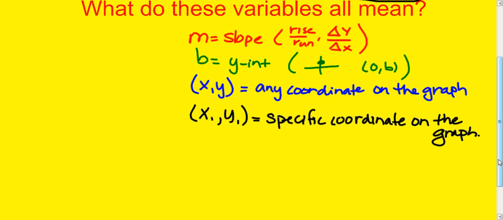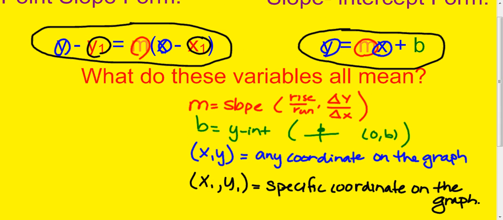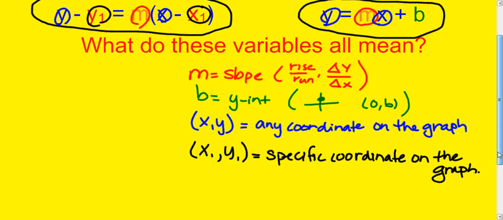So those are the two equations that we use most often. For point-slope form, you need to know a point and a slope. And for slope-intercept form, the most useful time to use it is when you have the slope and the y-intercept.